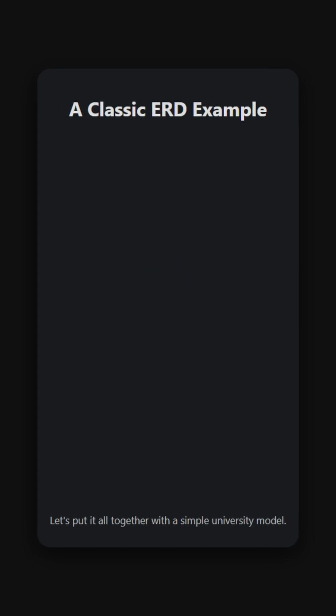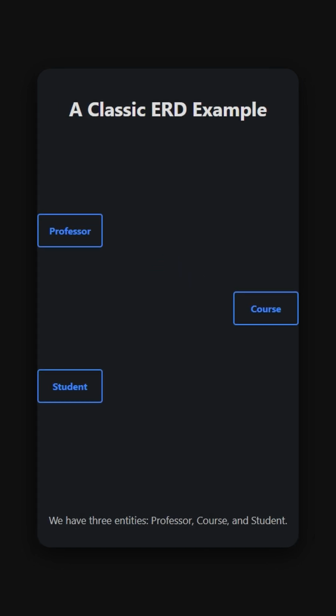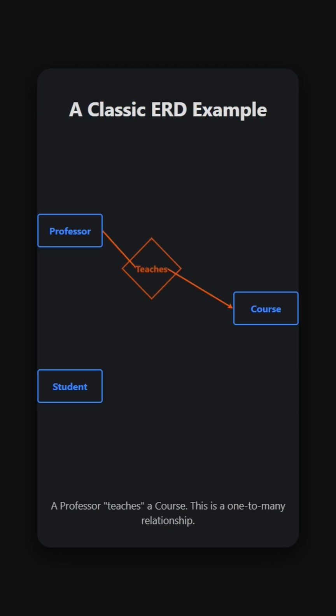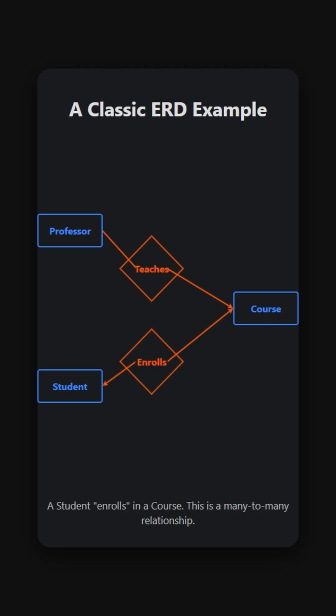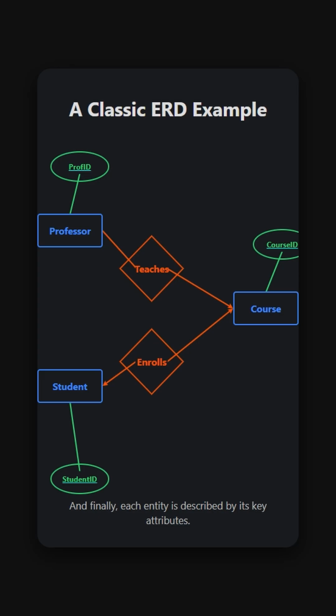Let's put it all together with a simple university model. We have three entities: professor, course, and student. A professor teaches a course. This is a one-to-many relationship. A student enrolls in a course. This is a many-to-many relationship. And finally, each entity is described by its attributes.